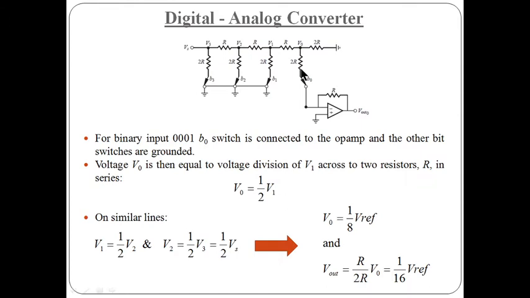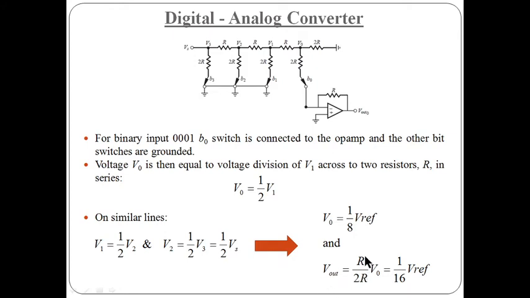V1 is the voltage across the bit 0 here. Similarly, we will get V1 as half of V2, and V2 is equal to half of V3, which is equal to half of V of S. V of S is also denoted by V of reference. We already took this conversion in the numerical already, and V of output is equal to 1/8 into V of reference.